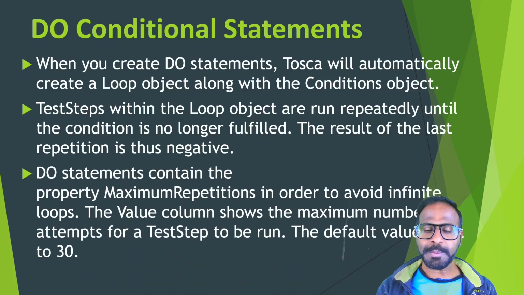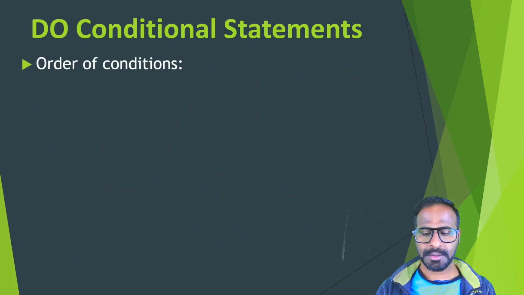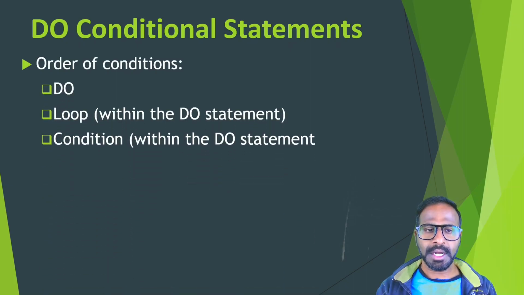Do statements contain a property called maximum repetitions in order to avoid infinite loops. The value column shows the maximum number of attempts for a test step to be run. The default value is set as 30. And let us see the order of our conditions. The order is like this: first, you will have a do condition, then a loop condition within the do statement, and then you will have a condition within the do statement. Okay, this is the order.